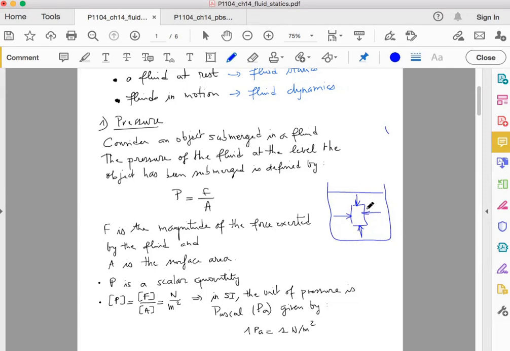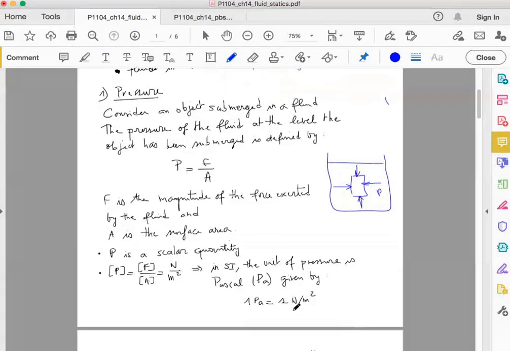So if you take, for example, this right side of the block, consider that you have a block, you can define the pressure exerted by the fluid on it. You have to keep in mind that the pressure, defined as the ratio between the force and the surface area, is a scalar quantity, which means that it's just a number. It doesn't have any orientation or direction in space.